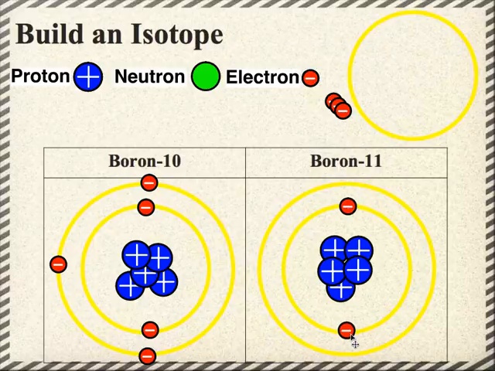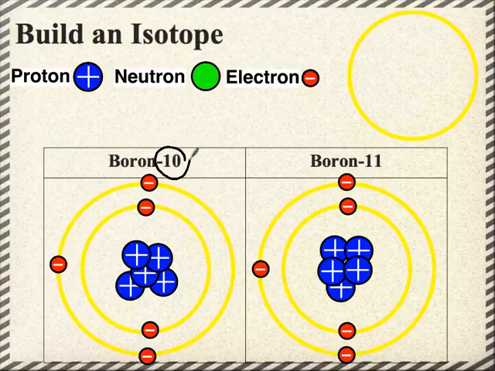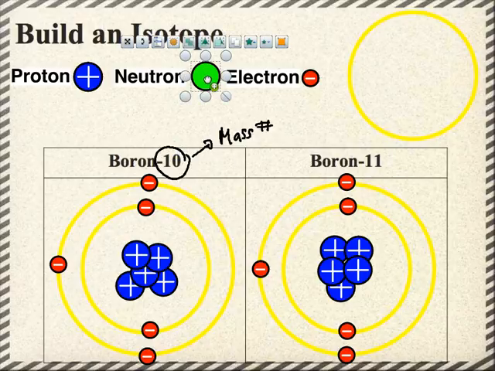After we do this, what you should be thinking about is, how many neutrons should I have? How do I figure that out? Just like last time, I should be looking at this number right here. Remember, this is my mass number. If you go back to your notes, the mass number is the number of protons plus the number of neutrons. So if I have 5 protons and my mass number is 10, I know that I should have 5 of these.